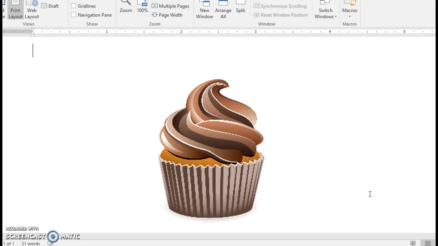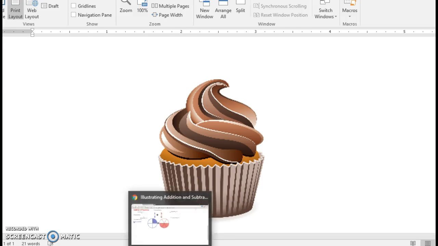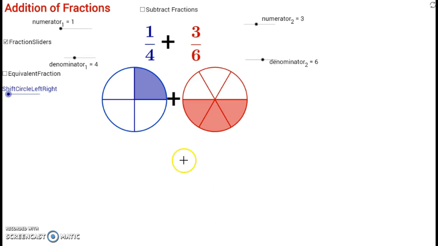Welcome back. Thankfully, by the end of today's lesson, you will be able to successfully write your grocery list for your mom. Let's start with one example so we know we are writing the grocery list the correct way. First, let's practice with these two fractions, 1/4 and 3/6.